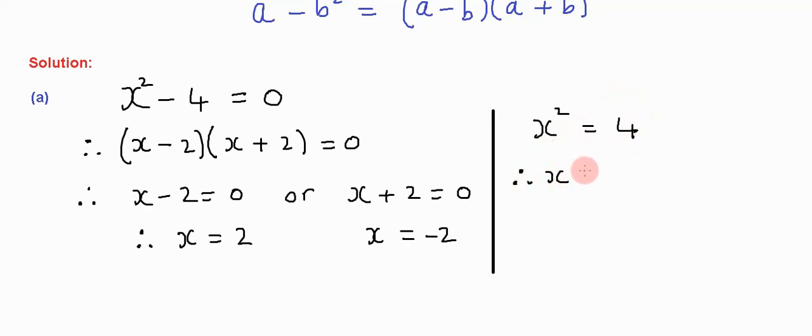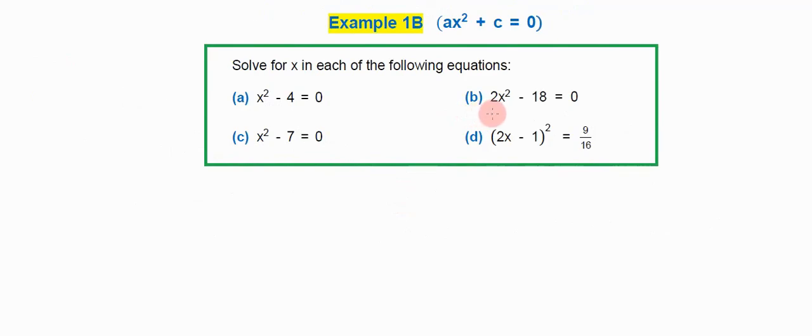Now, remember that when we take the square root on the right-hand side of an equation, the answer will always be plus or minus. So x equals plus or minus the square root of 4, which is 2. In other words, x is equal to negative 2, or x is equal to positive 2. You can decide which method of these two you want to use. Let's continue to B. We have 2x squared minus 18 equals 0.